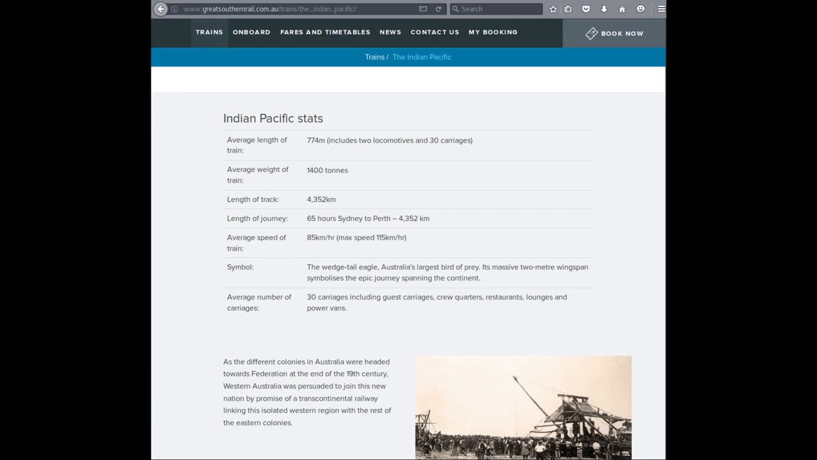The wedge-tail eagle, Australia's largest bird of prey, I could really care less. Average number of carriages, 30 carriages including guest carriages, crew quarters, restaurants, lounges, and power vans, whatever those are. So this data is key to unlocking the distance of Australia.